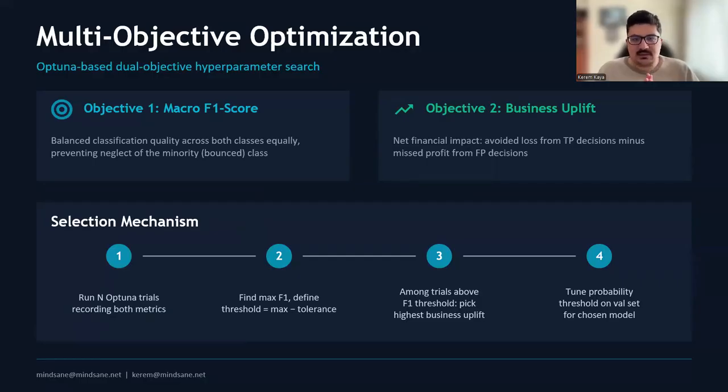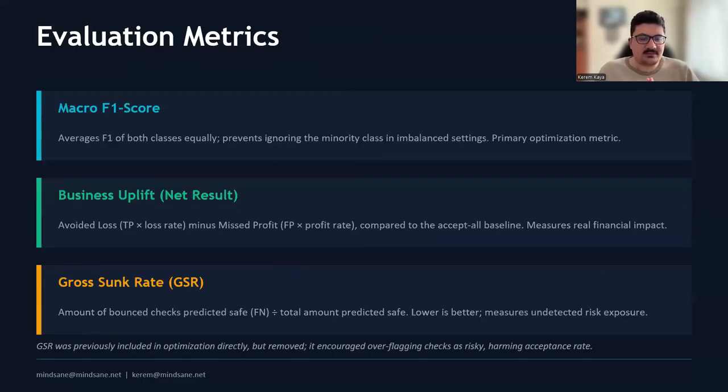With this, we achieve multi-objective optimization, where we are not constrained to a single macro F1 score. We also include business-related decisions in this process. As you can see here, we have another metric, gross sunk rate, which is the total amount of bounced checks' transaction amounts predicted safe, divided by the total amount of predicted safe checks. Lower is better in this metric. It measures undetected risk exposure.